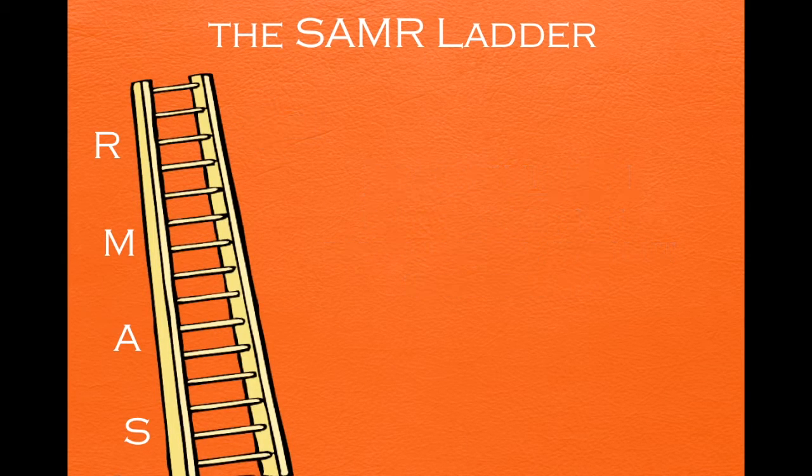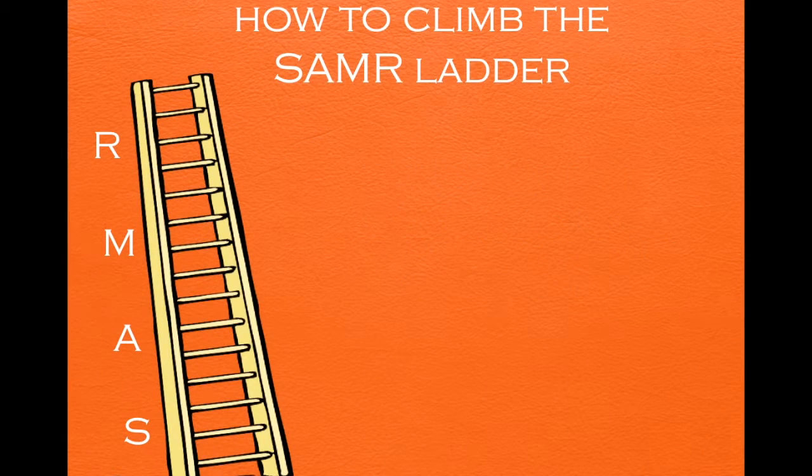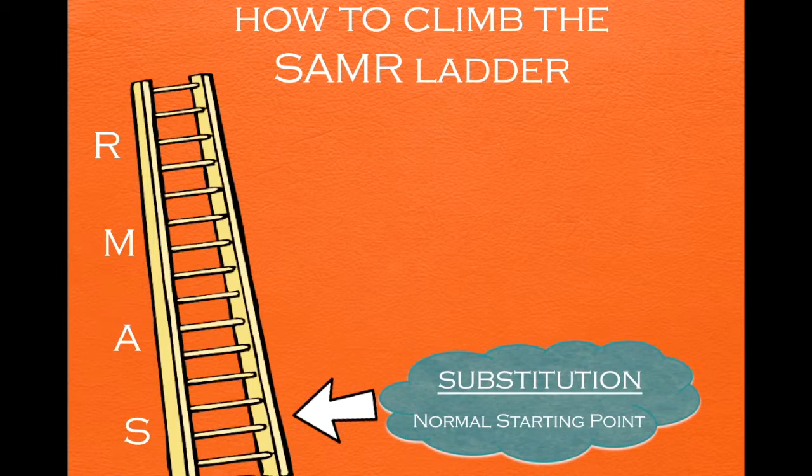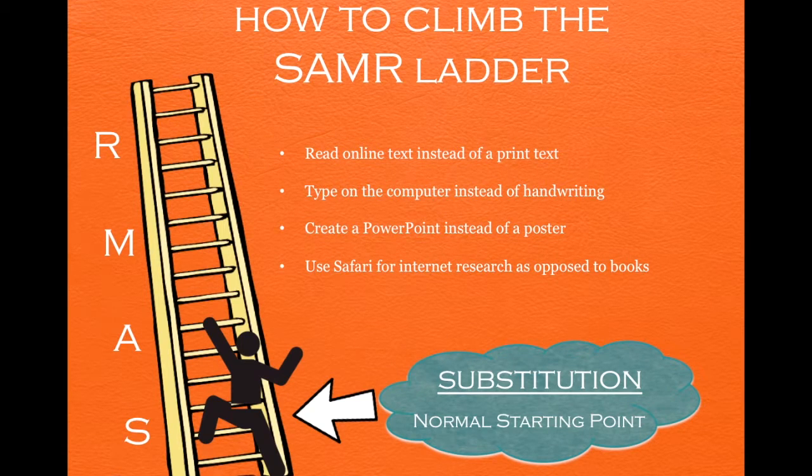Now that we understand the different levels, one question that comes to mind is how do we climb the SAMR ladder? What is important to keep in mind is that substitution is a normal starting point for incorporating technology and is probably things that most teachers are already doing in their classrooms. A couple examples would be reading an online text instead of a print text, typing on the computer instead of handwriting, creating a PowerPoint instead of a poster, or using Safari on the iPads for internet research instead of going to the library and using a book.